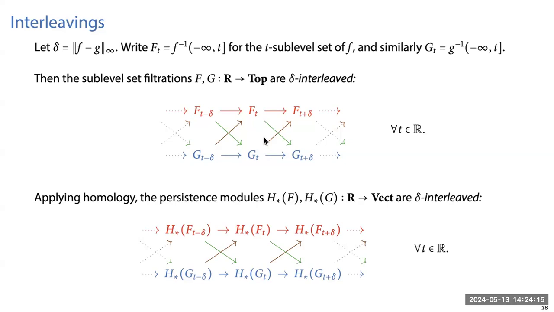And this immediately gives us that from an interleaving of two filtrations of topological spaces, we obtain directly an interleaving of their persistent homology. And so this is the notion that we want to apply.